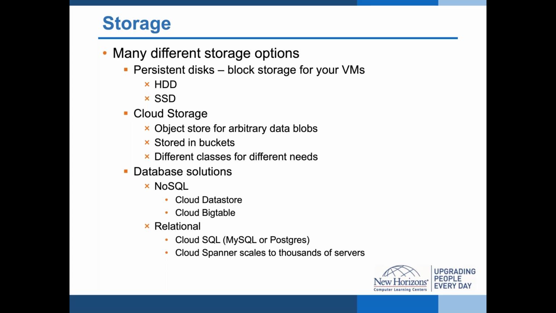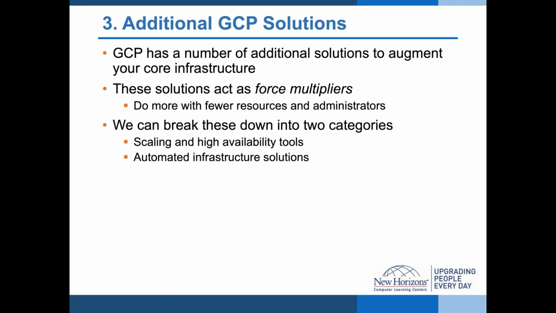All right, so those are some of the core infrastructure pieces that we have. The next thing we're going to look at are additional GCP solutions to augment your core infrastructure. We like to think of these additional solutions as force multipliers. In other words, you can do a lot more with fewer resources, and management really likes this, with fewer admins.